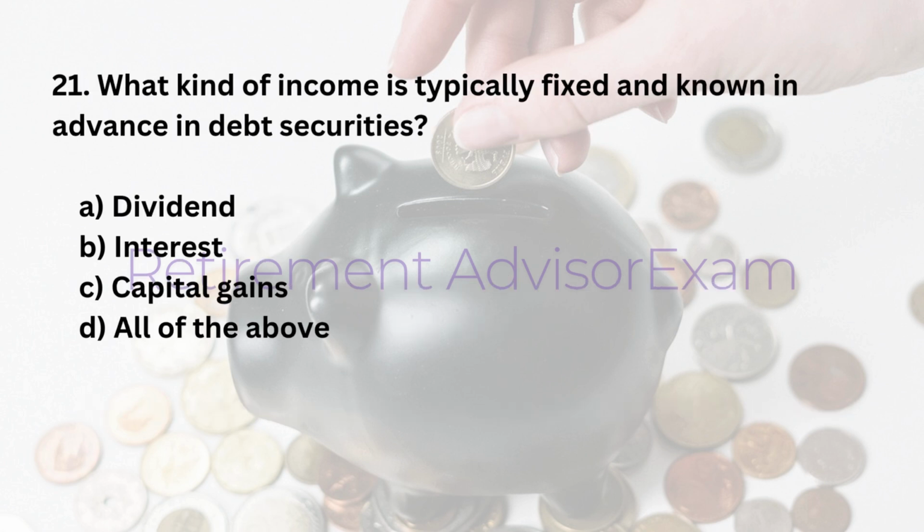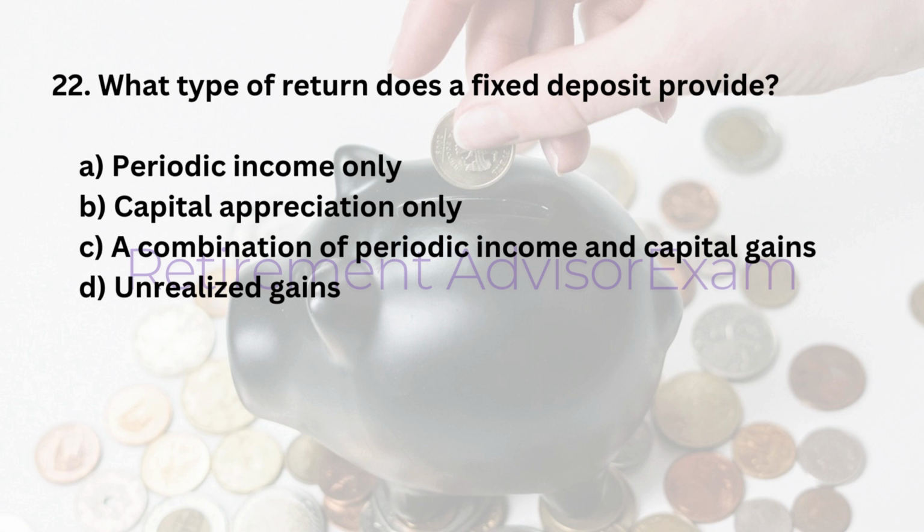21. What kind of income is typically fixed and known in advance in debt securities? A. Dividend. B. Interest. C. Capital gains. D. All of the above. Answer, B. Interest.